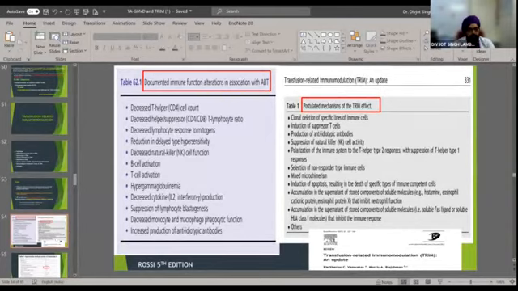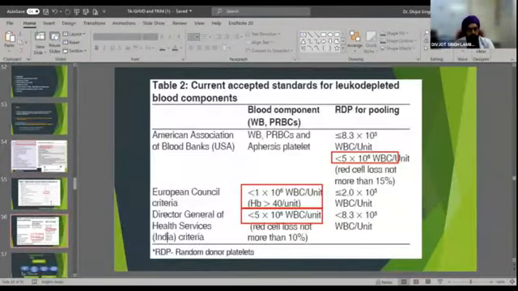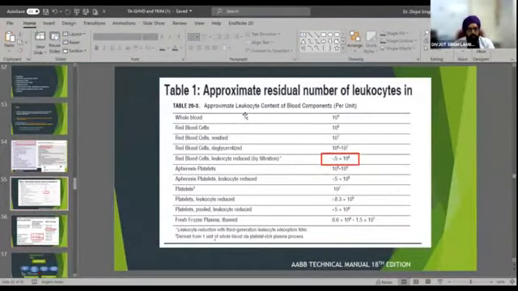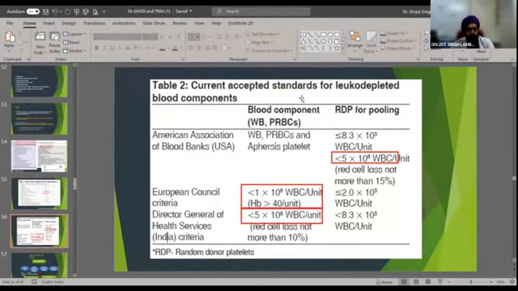So what is the residual number of leukocytes that are desired in the blood component? In RBC, the desired count is less than 5 × 10⁶ leukocytes. As per the acceptable standards from the European Council, less than 1 × 10⁶ WBCs per unit is what we call leukoreduced, and in Indian standards it is less than 5 × 10⁶ WBCs per unit.